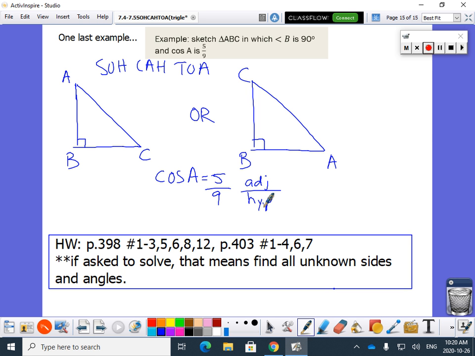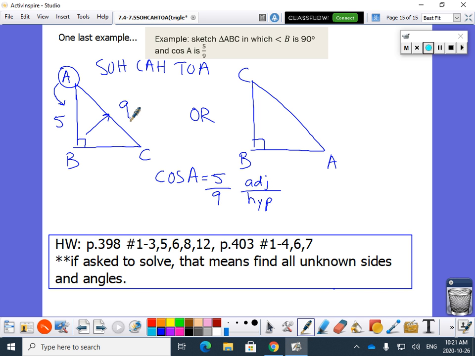Okay? So if we know that 5 is the adjacent side, and 9 is the hypotenuse, then if we're talking about angle A, cos A, adjacent is here, next to, right? Are we okay with that? So 5. And the hypotenuse is across from the right angle. So this is 9. And then is there units here? No, there isn't, so it doesn't matter. Does that make sense, how we labeled this?